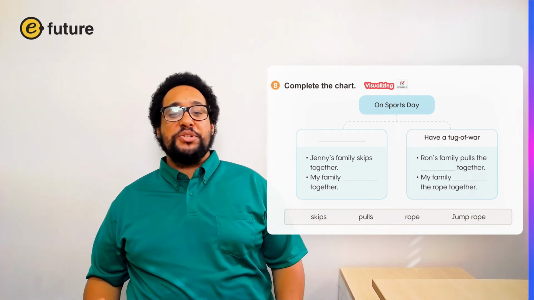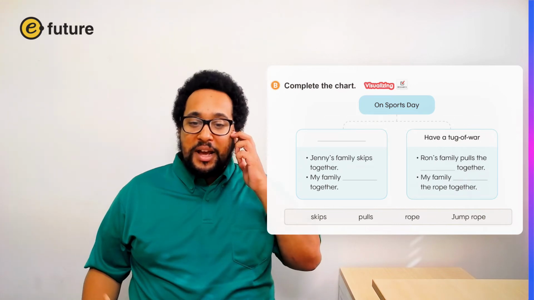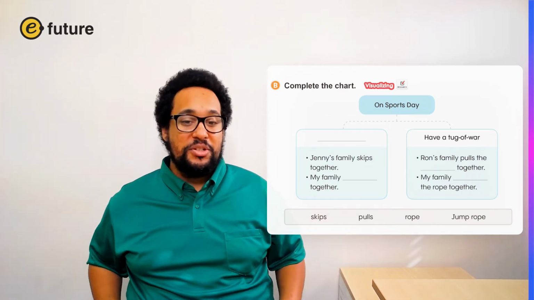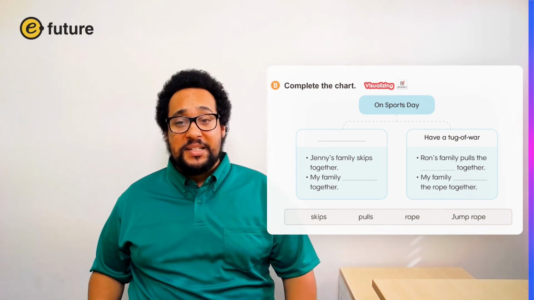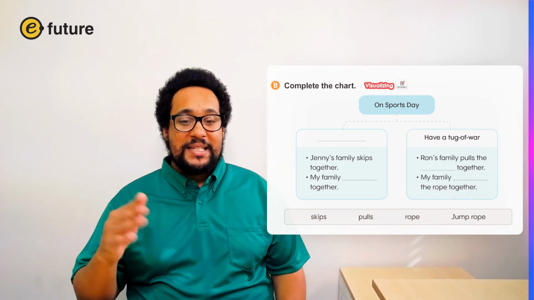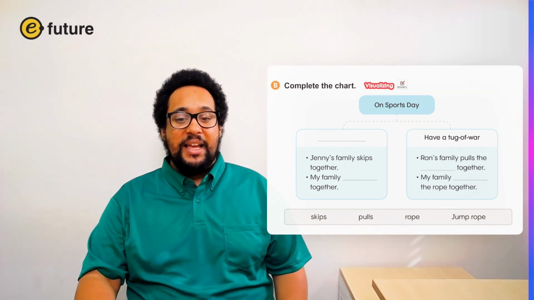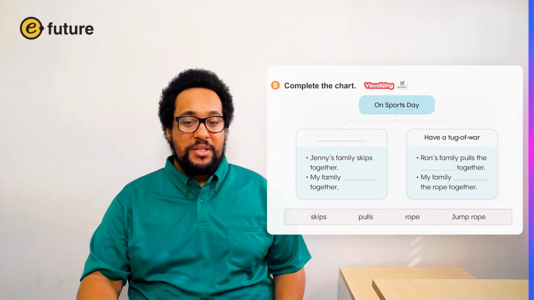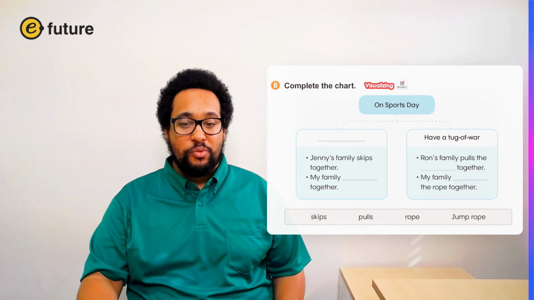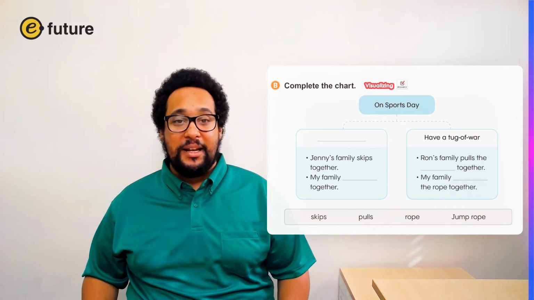Now, this chart is talking about Sports Day. On Sports Day, what did Sunny's family do? Sunny's family played 2 games, right? We can see that one of these bubbles here has information about having a tug of war. So we see over here, have a tug of war. So that was one of the games that Sunny's family played.